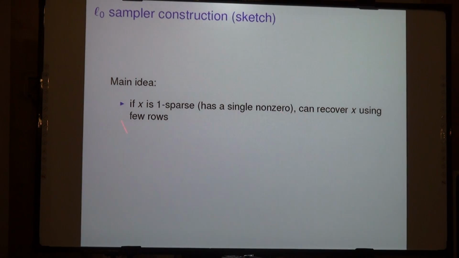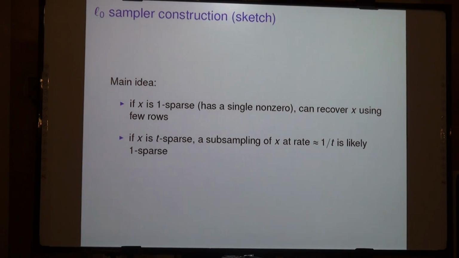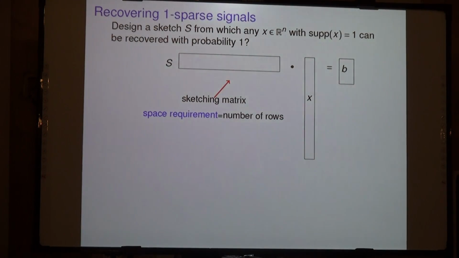If we solve this case, then we can solve the general case, because if our x is t-sparse for some t, so if the support size is t, then what we can do is just subsample the universe of data items independently at rate about 1 over t. This is basically what we did for the distinct elements problem. And the subsampling of our x, which was t-sparse, at rate 1 over t will often be 1-sparse. So we can solve the problem using the first sketch.